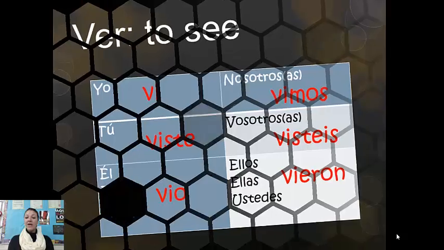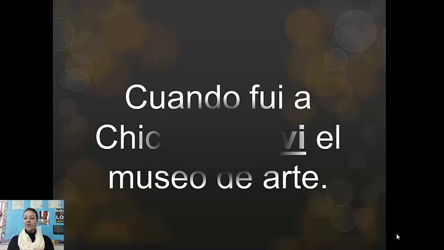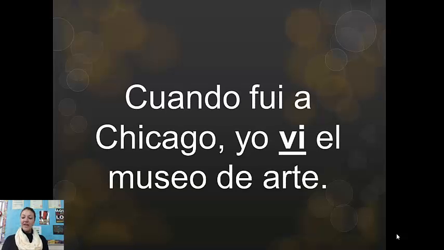Now, we do have a couple of practice for the verb ver. The first one, "cuando fui a Chicago, yo vi el Museo de Arte." Now we chose vi because we are talking about the yo form. We do have another example there, "tú blank a tus amigos en la escuela ayer." Go ahead and please fill in the correct form of the verb that you think fits into that blank. Again, you may pause this video if you need a couple of extra seconds.